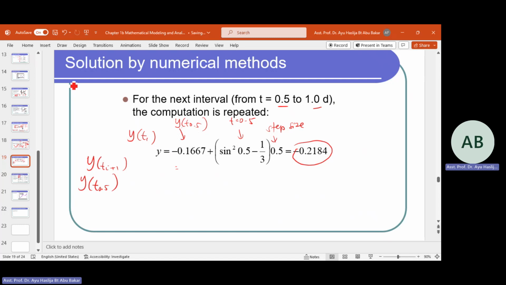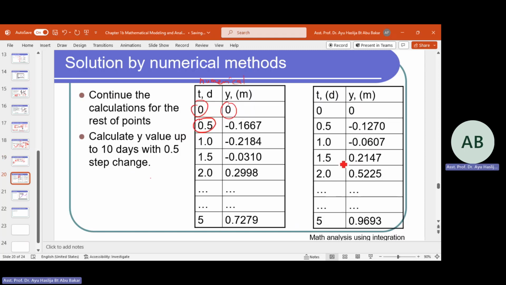So for t1, you use the previous value. To find the new value, you use the previous value. The t here depends on the value of t, then you'll get this figure. So you will get this trend until day 5. Notice the difference between the numerical and the analytical solution just now. The figures are different, but the trend is the same.